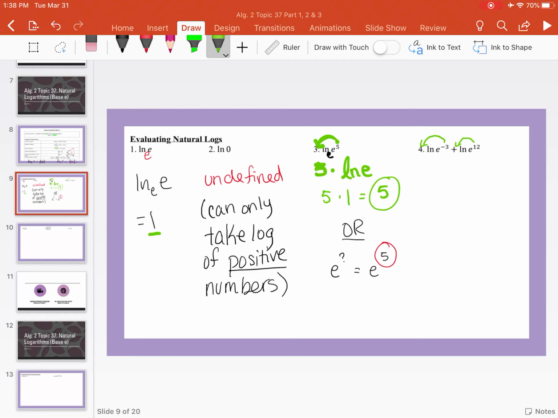Moving on to number 4, we can also use the power property and bring our exponents down in front. So we end up getting negative 3 ln of e plus 12 ln of e. Now again, looking back to number 1, we know that ln of e is 1, so this is the same thing as negative 3 times 1 plus 12 times 1. Negative 3 times 1 is negative 3. 12 times 1 is 12. Negative 3 plus 12 gives us 9.